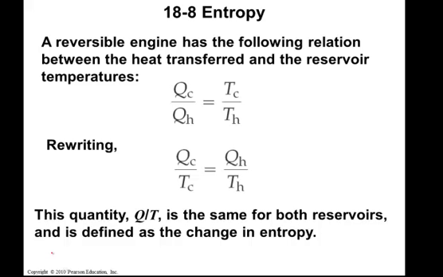Alright, a reversible engine has the following relationship between the heat transferred and the reservoir temperature. So Q cold over Q hot is the same ratio as T cold over T hot. Or if I wanted to rewrite that, then Q of the cold over temperature of the cold is Q of the hot over the temperature of the hot. So we could use a ratio to solve for our temperatures. And this relationship is the same for both reservoirs.